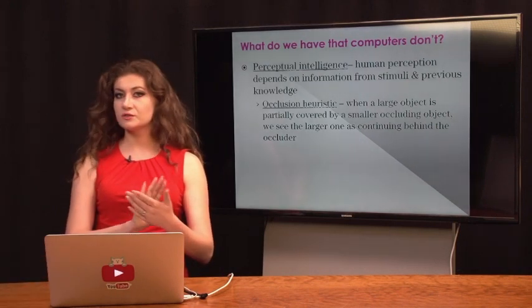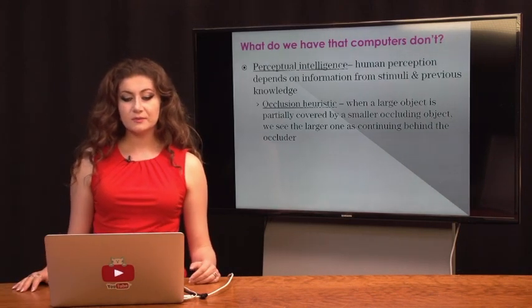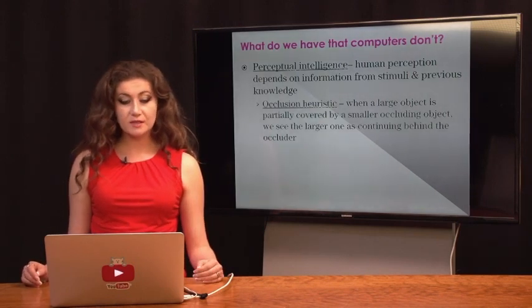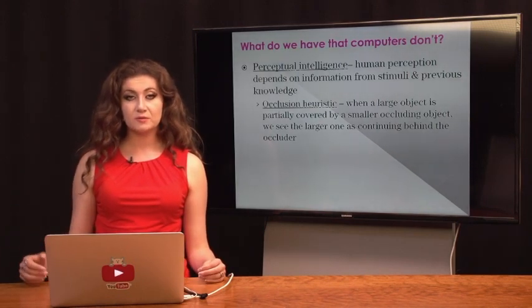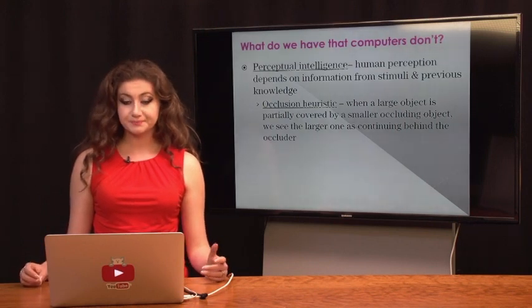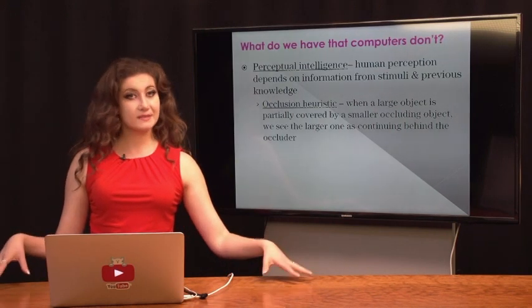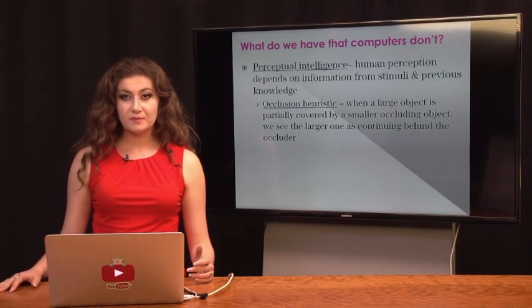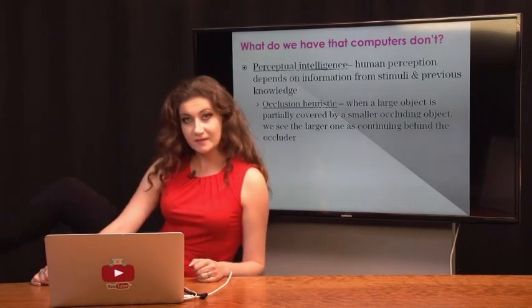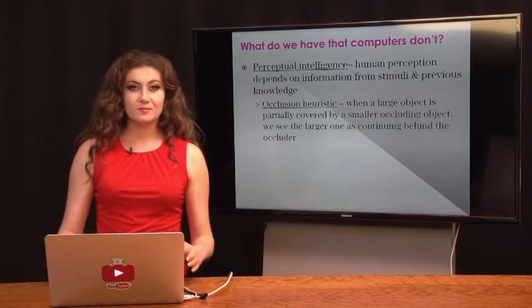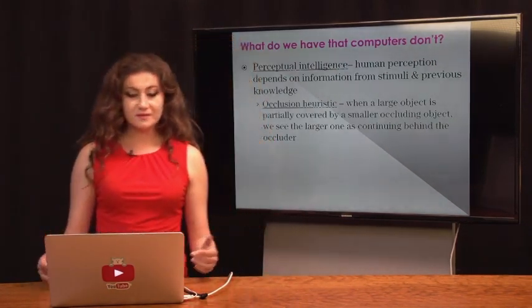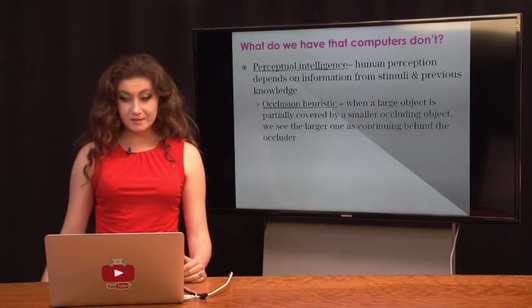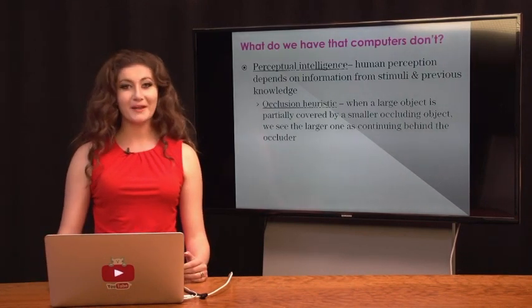To occlude something is to block it, to hide it. So basically, when a large object is partially covered by a smaller occluding object, we see the larger one as continuing behind the occluder. So for example, I am standing behind a desk right now, and in front of me is a computer. But you probably know that behind this desk, I have legs, right? Behind this computer, there is more of a body visible. So you understand that I am continuing beyond this desk in a tall way.